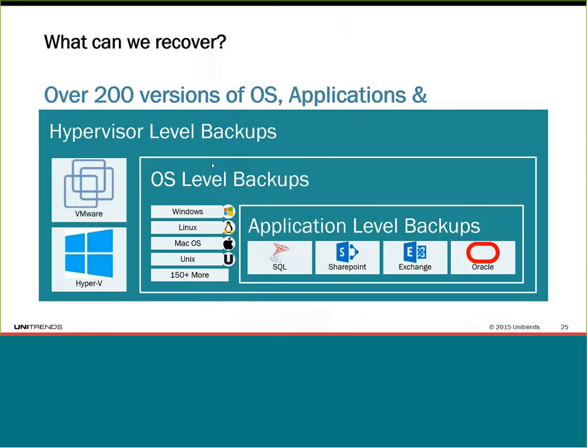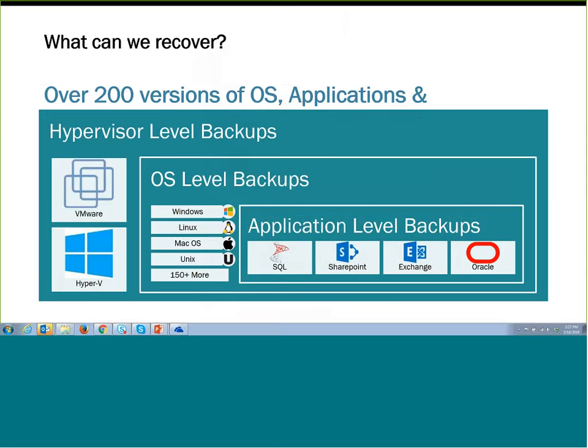So what can Unitrends recover? We have a very broad portfolio. We protect over 200 different versions of operating systems, applications, and hypervisors. If you have it running in your environment, whether it's VMware, Hyper-V, Windows, Linux, legacy Unix, Mac systems, any of the popular enterprise applications, SQL, SharePoint, Exchange, Oracle, chances are we do protect it natively out of our box, and can from a single pane of glass, from a single solution, be able to protect your heterogeneous environment.